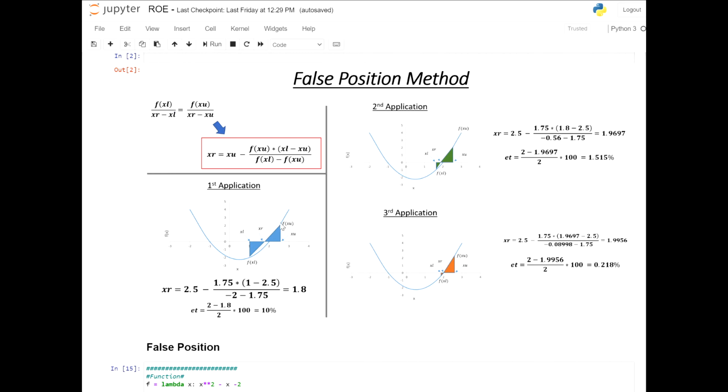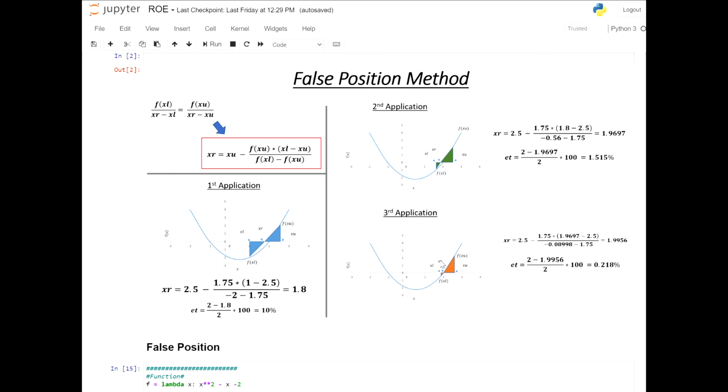We have gone through the first application of it, and it gave us, with an upper limit of 2.5 and lower limit of 1, an XR of 1.8 and a true error of 10%. We went through the second application. It gave us 1.9697 with 1.515% error compared to the true root at 2. And then we went to the third application at 1.9956 with a 0.218% error. So you can see it's actually a very, very effective technique. In just 3 applications, we now have an approximation with only 0.218% error.